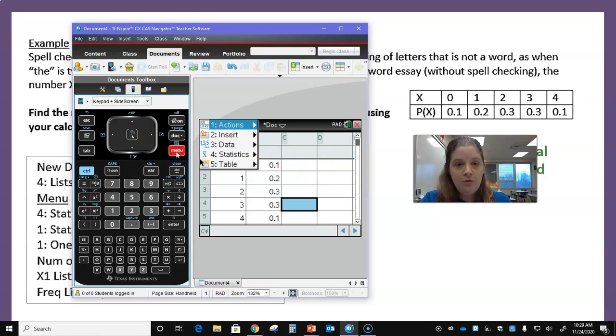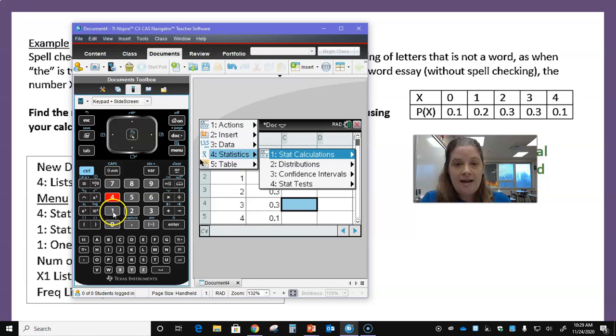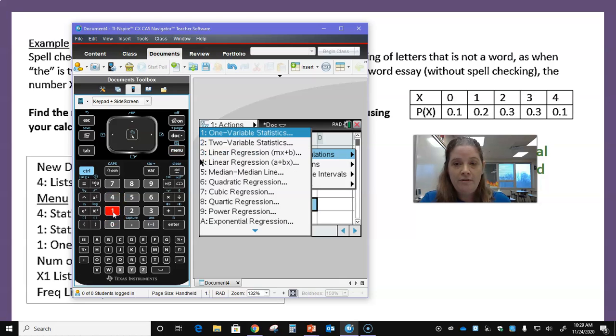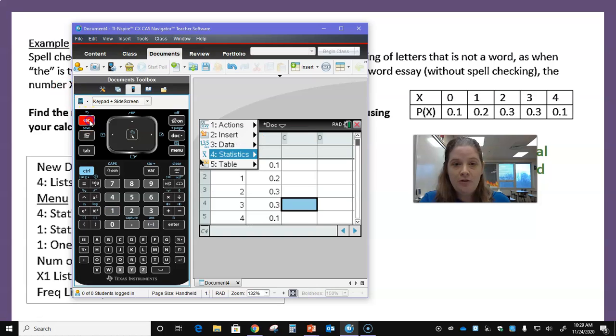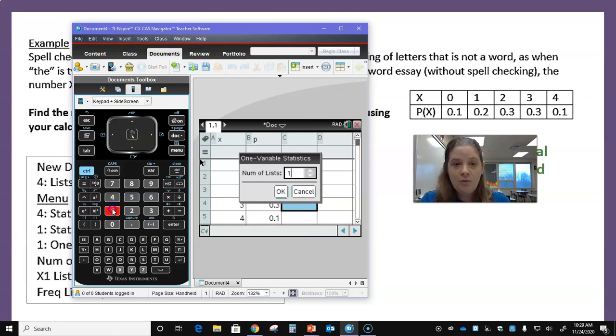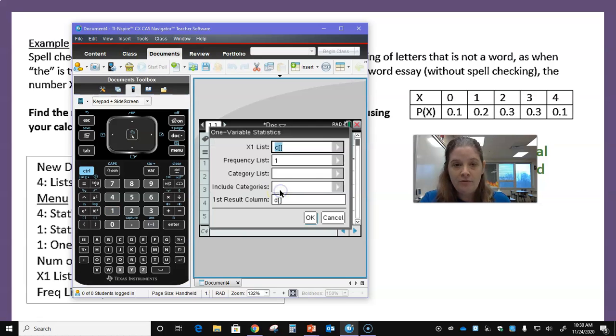So I'm going to press Menu, Statistics, stat calculations, and one variable statistics. I'm going to go back and do that one more time. Okay, Menu, Statistics, stat calculations, one variable statistics. It's going to ask me how many lists I have. Again, always just select one for this. My X1 list, what's your X variable?